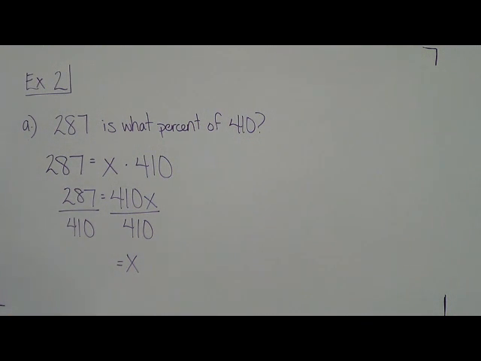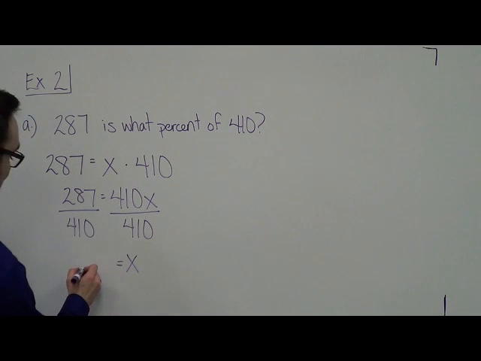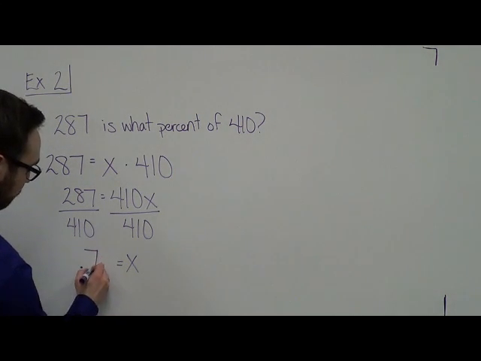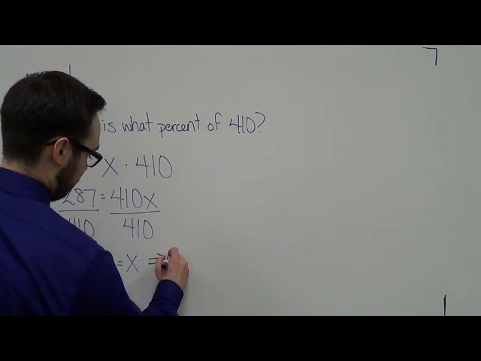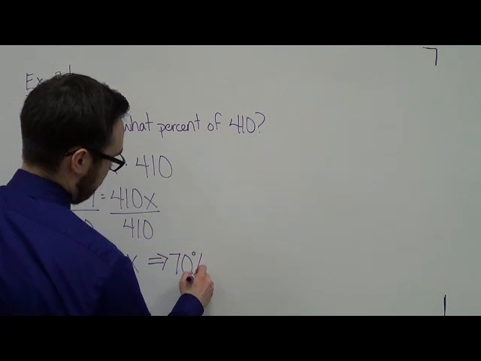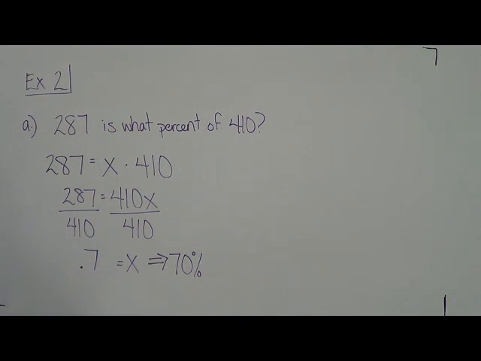So I'm not going to sit here and make you divide that out currently. That is actually going to give us 0.7. Well, that's the decimal format of it, which gives us 70%. So you want to make sure that you convert that decimal into a percentage to finish it out.